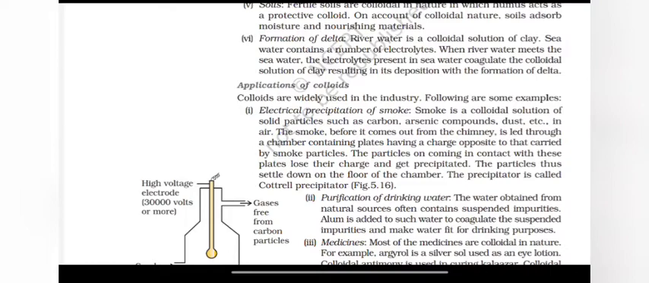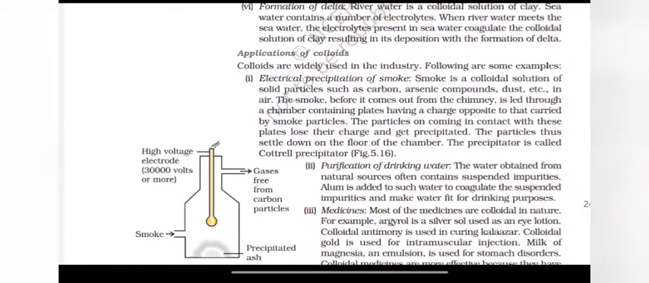Formation of delta. River water is a colloidal solution of clay. Seawater contains a number of electrolytes. When river water meets the seawater, the electrolytes present in seawater coagulate the colloidal solution of clay, resulting in its coagulation with the formation of delta. Application of colloids. Colloids are widely used in the industry.